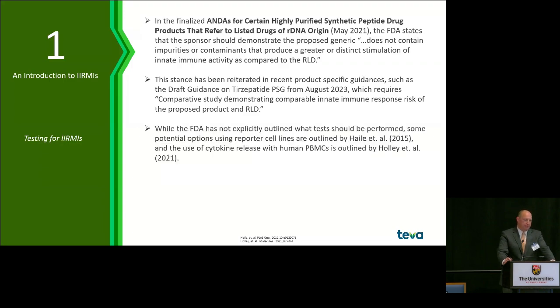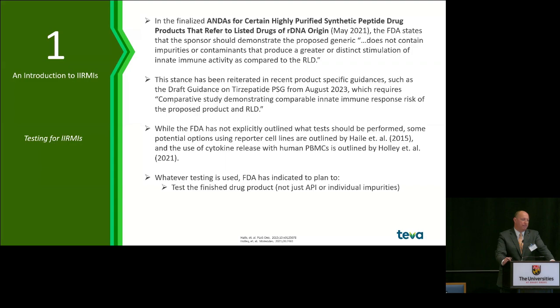So while the FDA has not explicitly outlined what tests should be performed, some potential options using reporter cell lines were outlined in Hale, published in 2015, as well as the cytokine release with human PBMCs outlined by Holly in 2021. Whatever testing is used, FDA has indicated that you should plan to test the finished drug product, not just API or individual impurities. You should plan to use 3 lots of your proposed generic on or near release, 3 lots of the proposed generic at the end of the shelf life, and at least 3 lots of RLD prior to expiry.